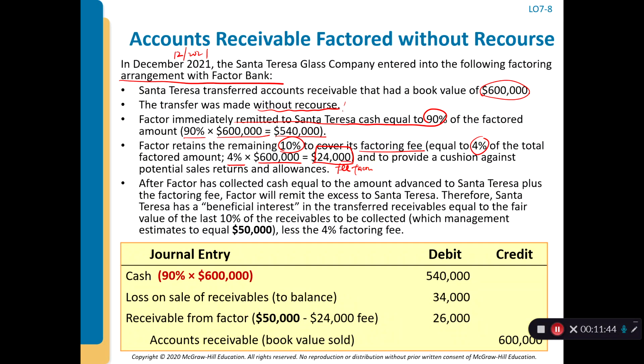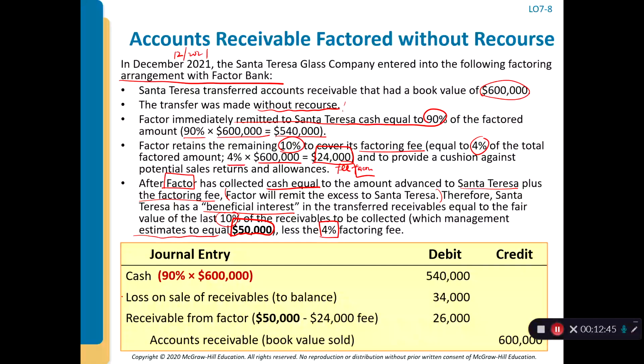The factor fee is charged by the bank to provide a cushion against potential sales returns and allowances. After the factor has collected cash equal to the amount advanced to Santa Teresa plus the factoring fee, the factor will remit the excess to Santa Teresa. Therefore, Santa Teresa has a beneficial interest in the transferred receivable equal to the fair value of the last 10% of the receivable to be collected, which management estimates is about $50,000, less the 4% factoring fee. In other words, once the bank collects as much as it can and surpasses the cash it gave to the transferor, the leftover after deducting the factoring fee will be remitted back.